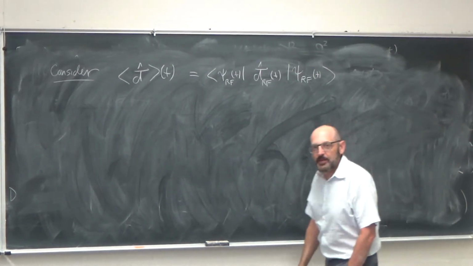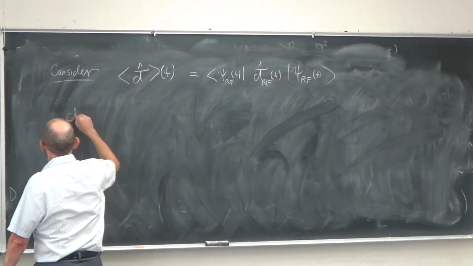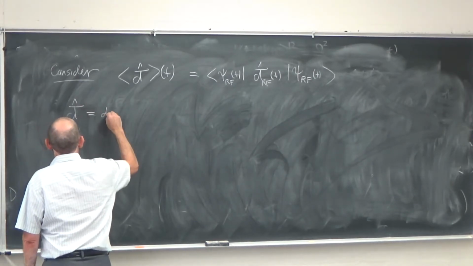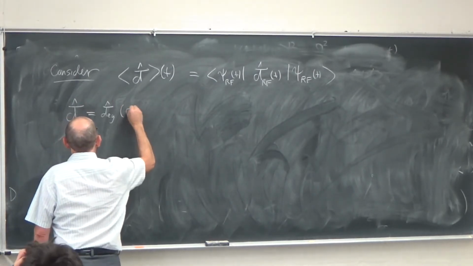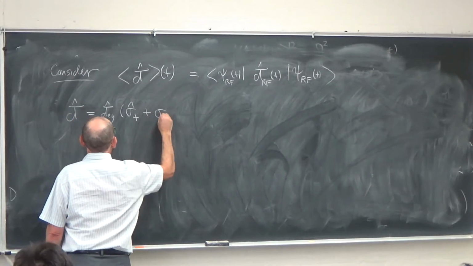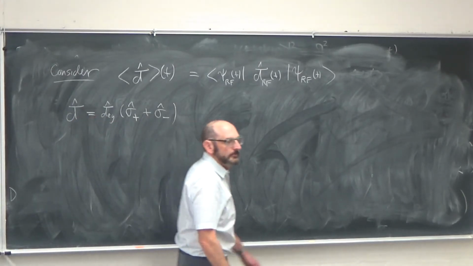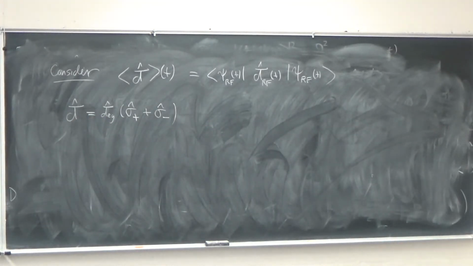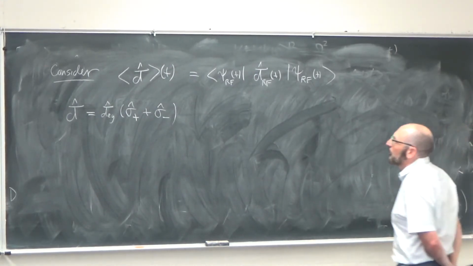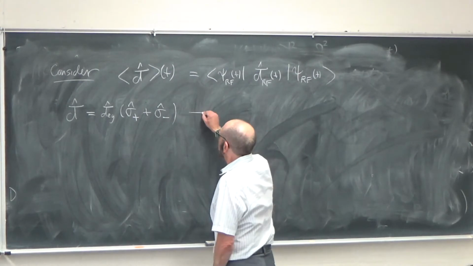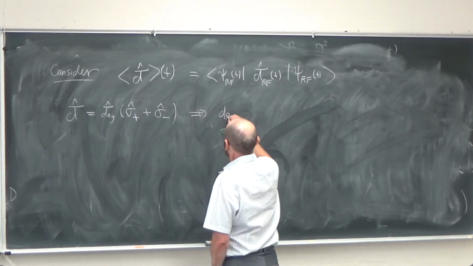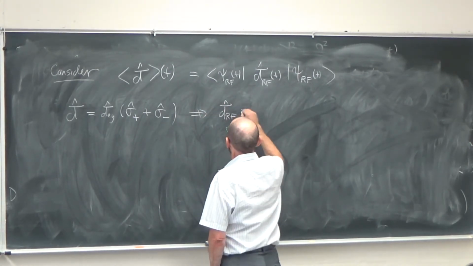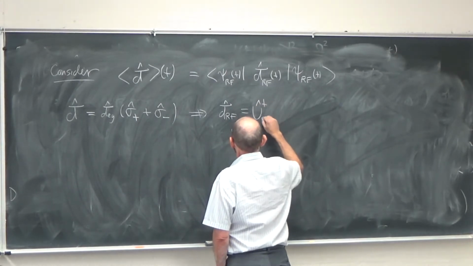so let's go to the rotating frame. Our dipole operator in the Schrodinger picture, we said was d_eg (sigma plus plus sigma minus). We had only those. So this is in the Schrodinger picture. To go to the rotating frame, I have to do the unitary transformation.